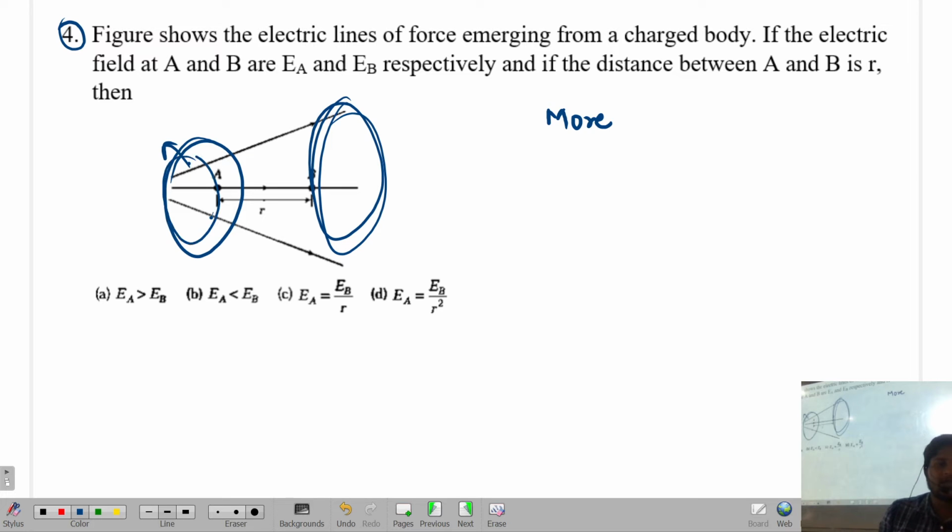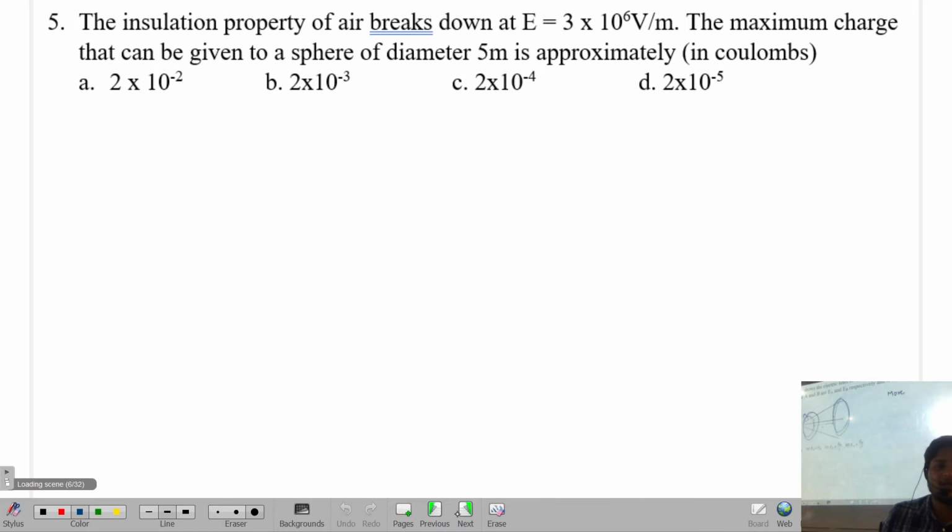So therefore, here it is a converging electric field. Here it is a kind of diverging electric field. Where the converging electric field is there, electric field intensity will be more, and where the diverging electric field is there, the electric field will be less. Yes or no? So which answer is correct? A greater than B. Can I move to the next question?